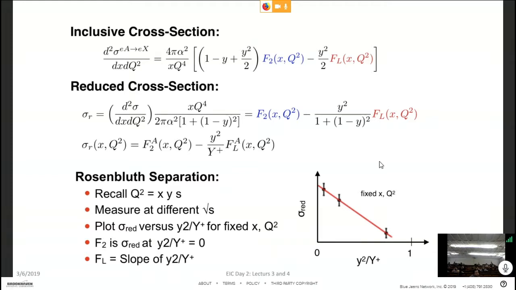And then the slope of that function, the rate of change of the F2 structure function with respect to y squared by y plus, is then the FL, simply put that way, and that tells you what the gluon distribution is. We'll come back to it more in a perturbative way later, but this is something that we can measure directly in an experiment. You want to change the y and measure the reduced cross-section at different points as shown, plot the function through the straight line and get the slope of that, and that will give you the gluon's information.